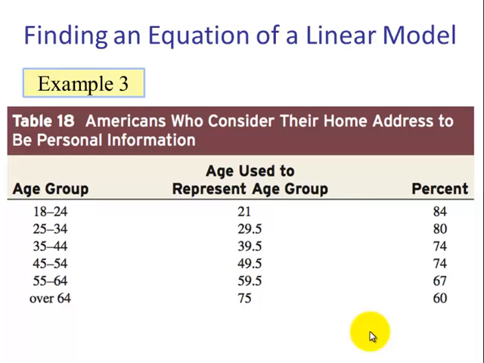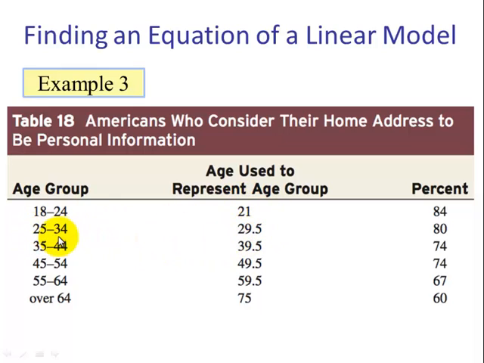So we have our data here. So these are the various age groups. So this is 18 to 24 years of age, 25 to 34, 35 to 44, and so on. Because this is an interval of numbers, we're going to use what's called the midpoint to represent this interval of ages. So for 18 to 24, we're going to use 21.